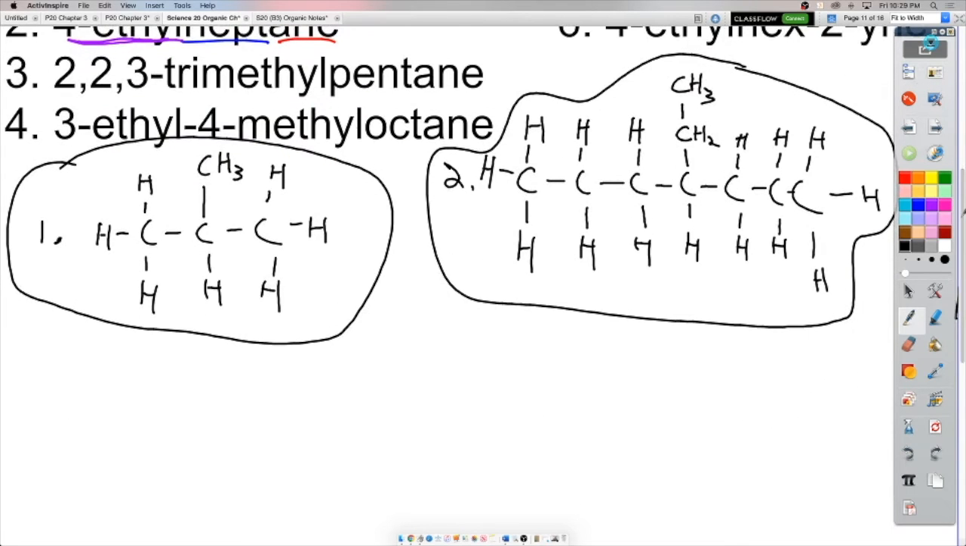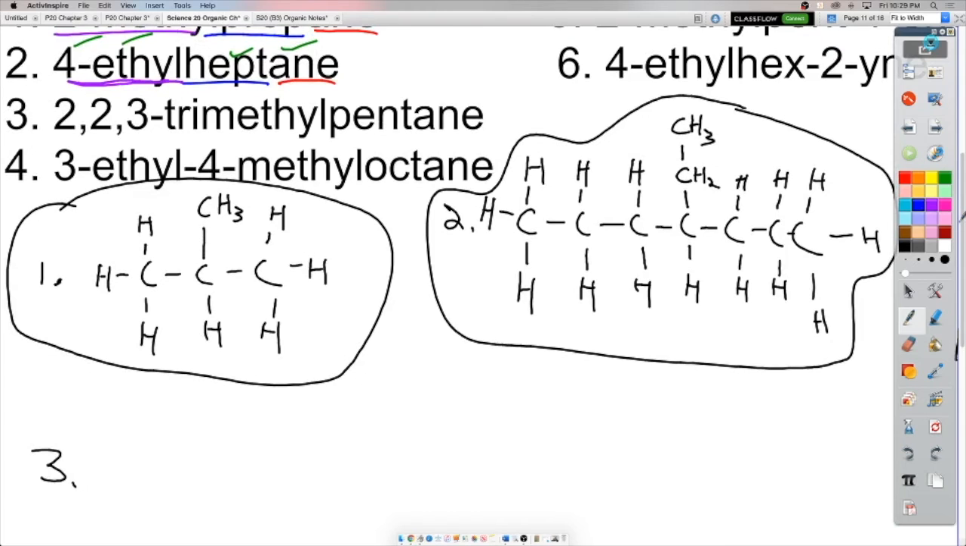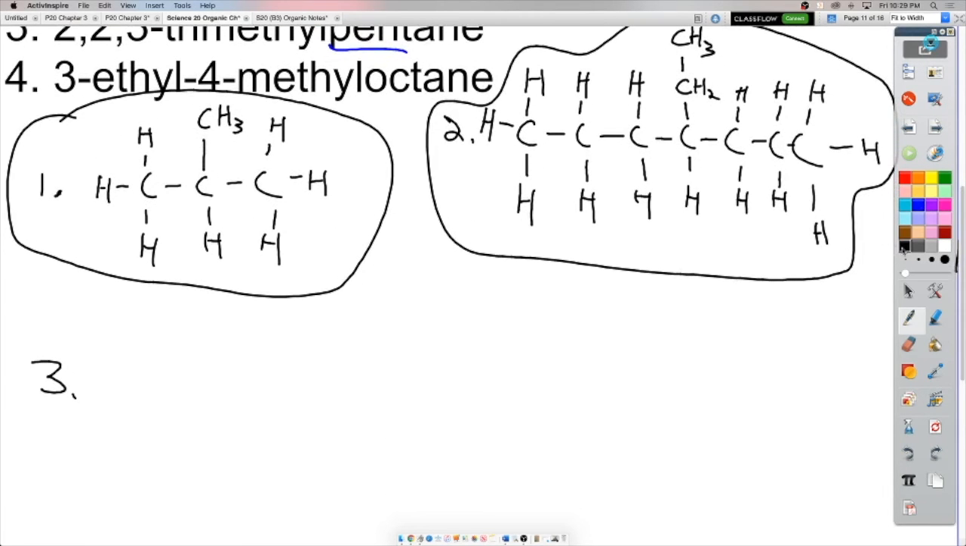Okay, number 3, 2,2,3 trimethylpentane. 2,2,3 trimethylpentane. So start with parent chain. Pent. Okay, so pent means how many carbons in the parent chain? 5. 1, 2, 3, 4, 5. Okay, pent, done. Done like dinner.